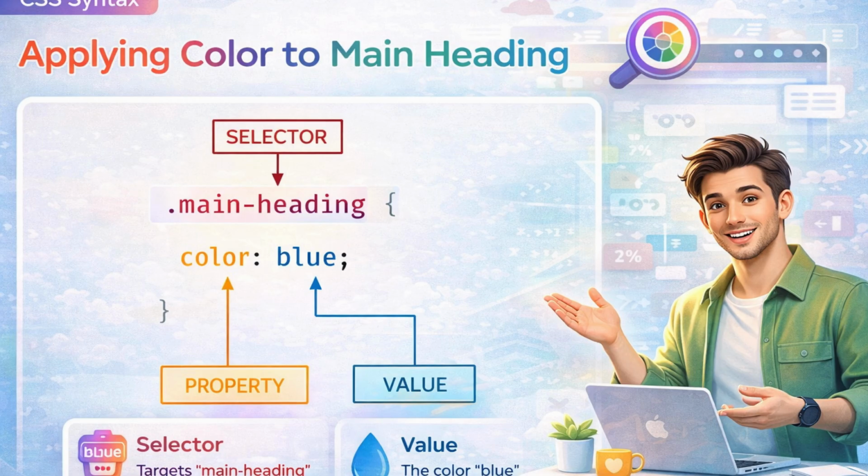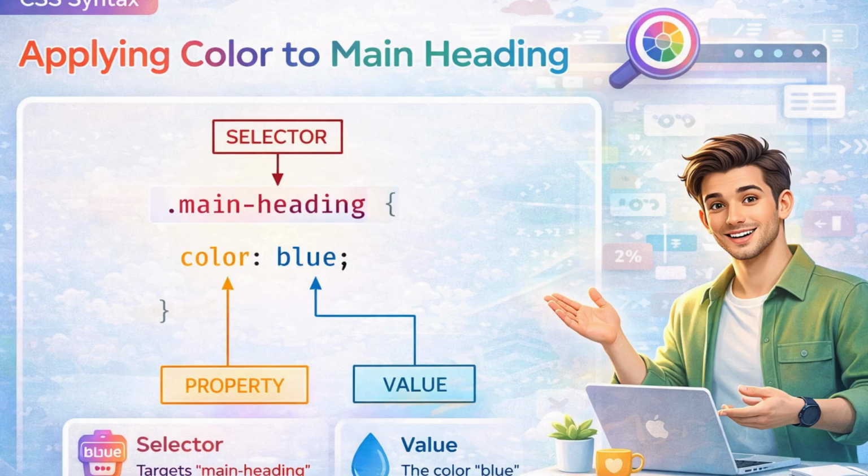Let's break it down step by step. First, we have the selector .main-heading. This tells the browser, hey, apply these styles to all elements with this class name. Next comes the property, color. This defines what you want to change. And then the value, blue. This defines how you want it to look. So when we write color: blue, we are telling the browser to make the text color blue.